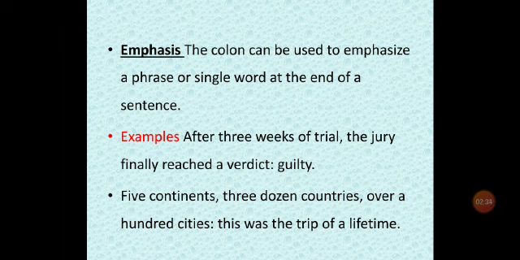In the same way, we also use the colon when we have to emphasize a phrase at the end of a sentence. 5 continents, 3 dozen countries, over 100 cities. Here we have used colon. This was the trip of a lifetime.